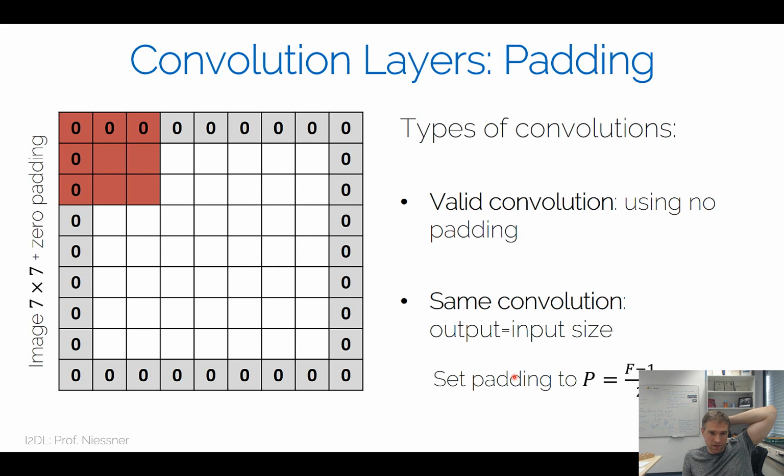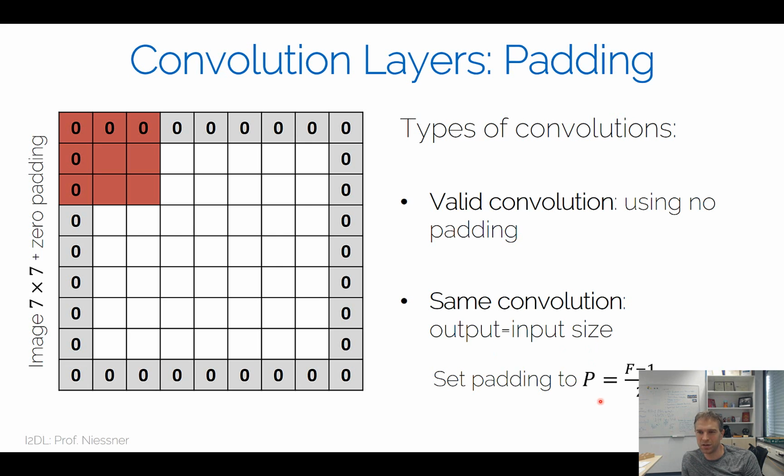Now there are types of convolutions. Well, we have valid convolutions that use no padding. We have same convolutions where the input and the output size doesn't change. And then this is basically the same thing. It's a valid convolution to use that, using no padding, then the size changes. Or you're using the same convolution and you want to make sure that output and input stays the same.